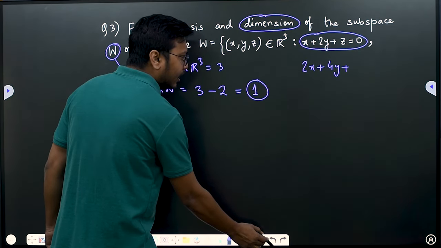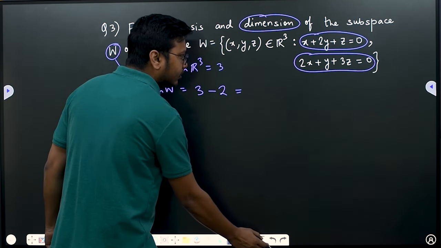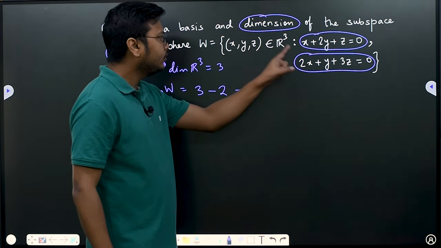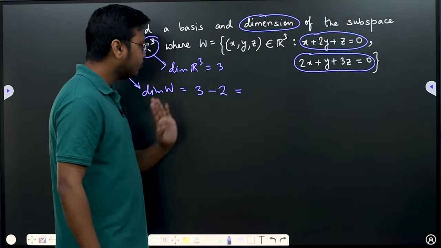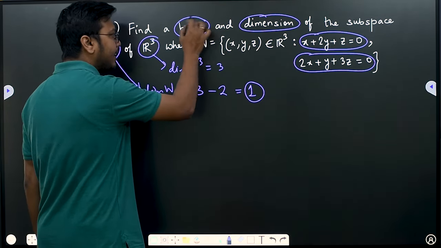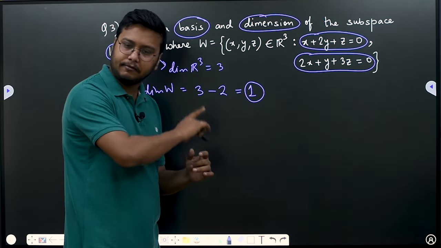Now I'll just bring back the original question. Okay. So this was the original question. You can try this question. I've already told you what the dimension will be. The dimension will be 1. The basis finding, you can just do it like the previous sum.